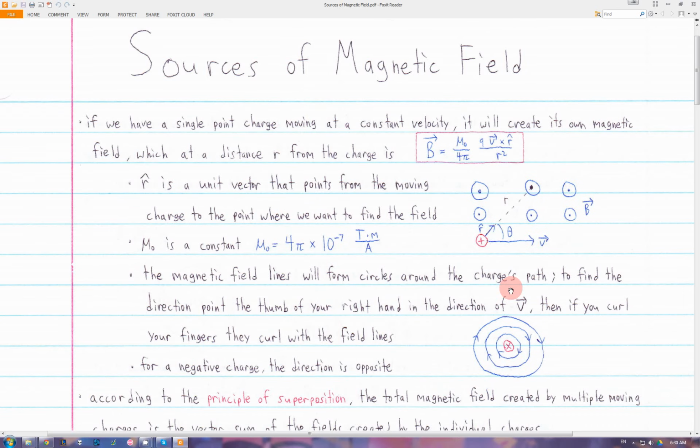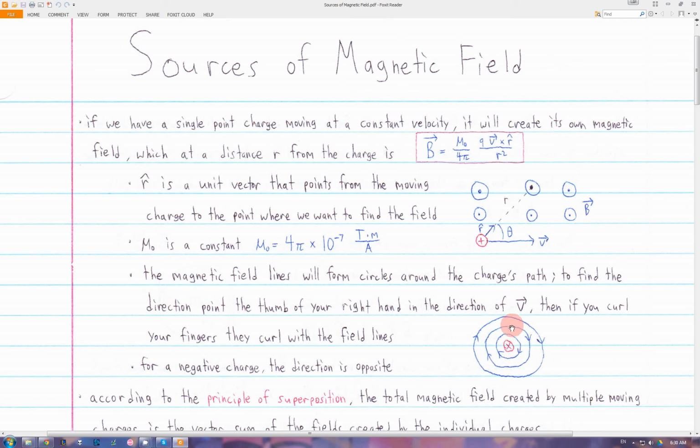And if you want to know what they look like, they're going to form concentric circles around this moving charge. So this is kind of a view from behind. The magnetic field lines would be circles going outward and all rotating in the same direction.